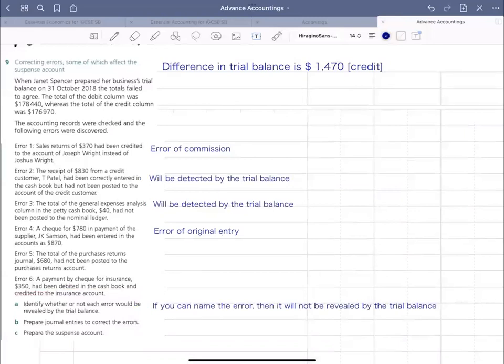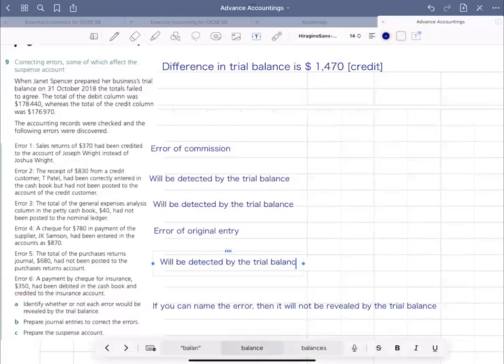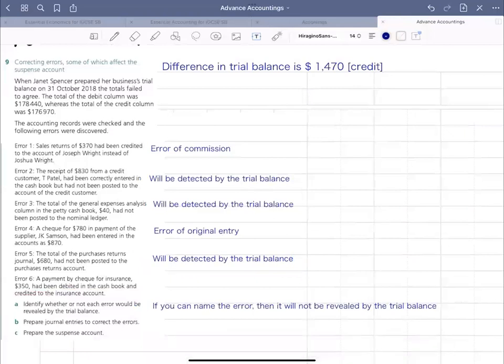Error number 5, the total of purchases return journal 680 had not been posted to the purchases return account. So here, only one-sided, so we're going to write this as will be detected by the trial balance. So we need to record it inside purchases return, and the other side will be suspense account.